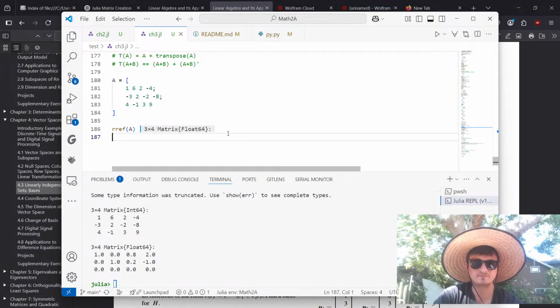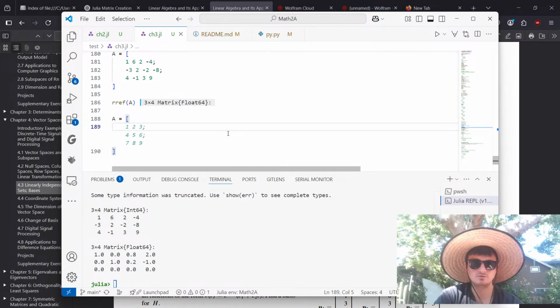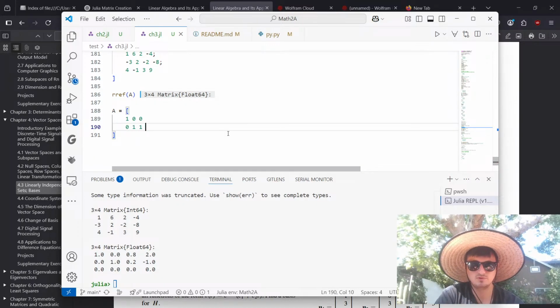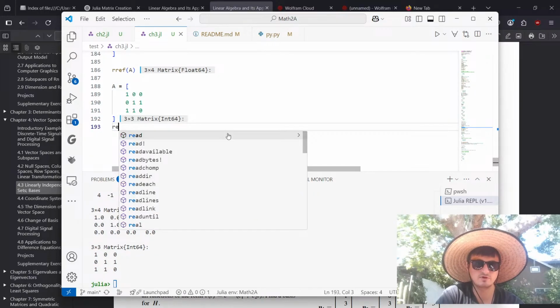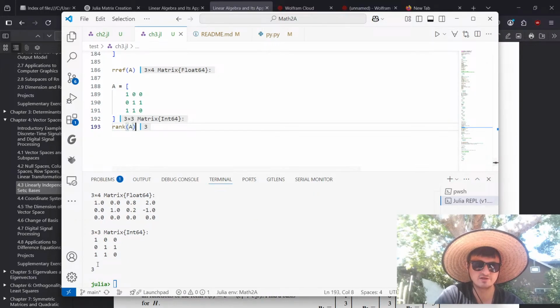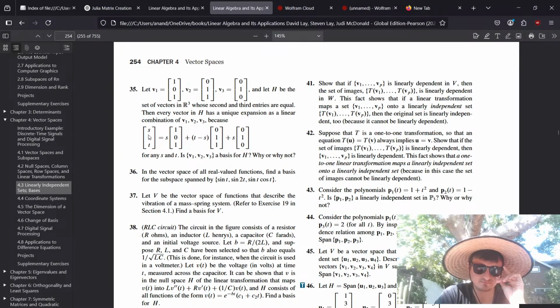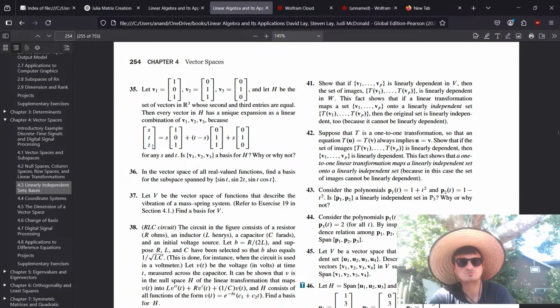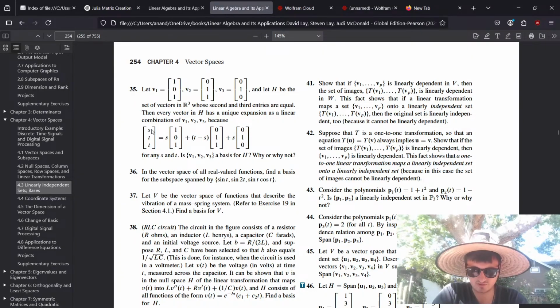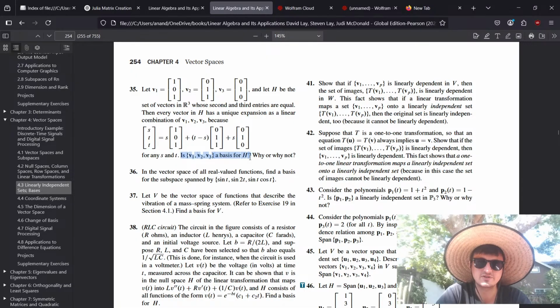Okay, so if we do A equal to 1, 0, 0, 0, 1, 1, 1, 1, 0, and then we take the rank of A, this is a linearly independent set. So the thing is, though, that H represents a two-dimensional subspace. So V1, V2, V3 is not a basis because their span is bigger than H. There are elements in this span that are not in H.